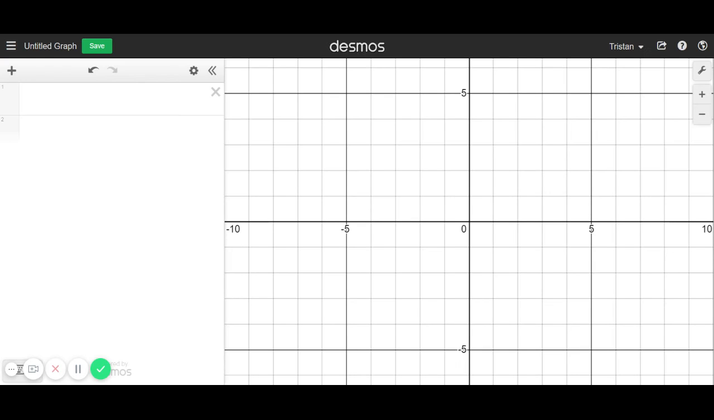Here we are in Desmos. We just finished talking about linear functions and did a few application examples. We're going to head back now to chapter 3. Take a look at section 3.5, which teaches us some stuff about transformations.